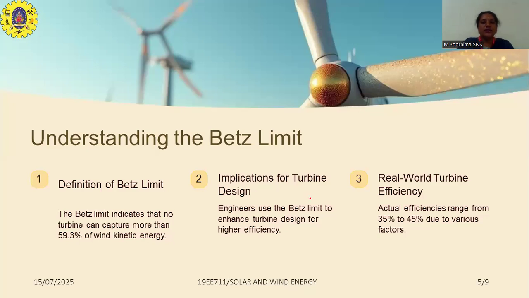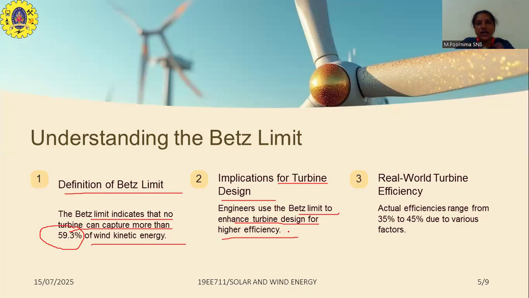Now coming to the Betz limit, understanding the Betz limit. The first one is the definition of the Betz limit. The Betz limit indicates that no turbine can capture more than 59.3% of the kinetic energy. That we know. What is the impact on wind turbine design? Engineers can use the Betz limit to enhance turbine designs for higher energy efficiency. What is the real-world turbine efficiency? The actual efficiency ranges from 30% to 40% due to various factors. Okay, this is our understanding of the Betz limit.